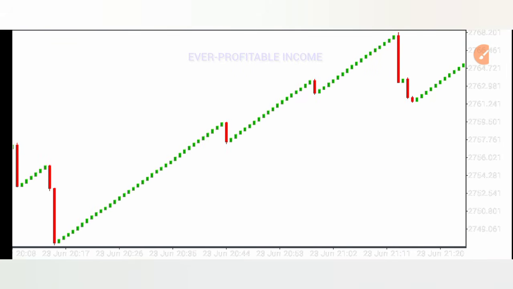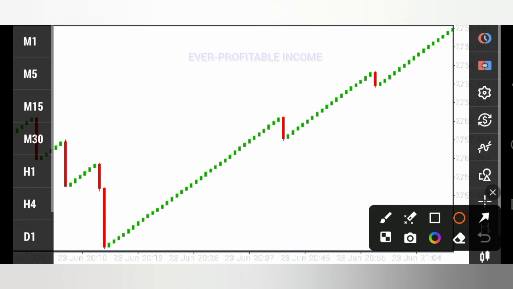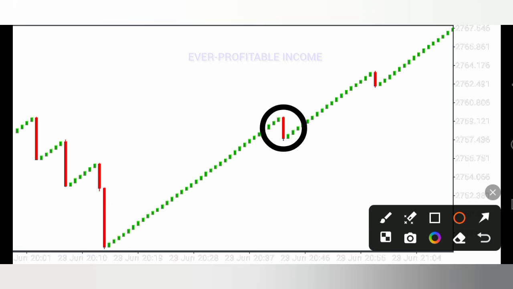Okay, now look at this position again. Can you see that? Look at it again. Now measure the size of this thing. It is about the length of 3 candlesticks. Now measure the size of this one. It is about the length of 2 candlesticks.